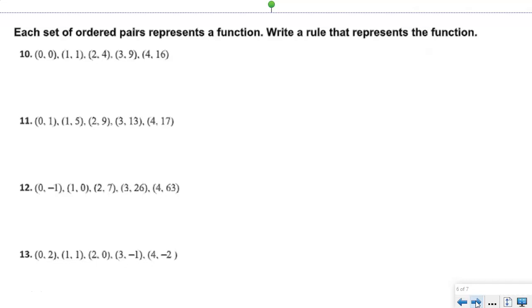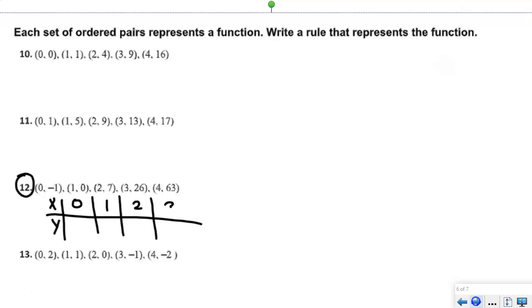I want to know a rule that represents the function. So it's pretty hard to see what the pattern is when they're listed out in ordered pairs. So I'm going to pick a different problem. I'm going to do number 12. It's a little more advanced. And so for my x, I've got 0, 1, 2, 3, and 4. And then for my y's, with 0, I've got -1. My x's, I've got 0. For my y's, I've got 7. Now here for 3, I've got 26 and 63.